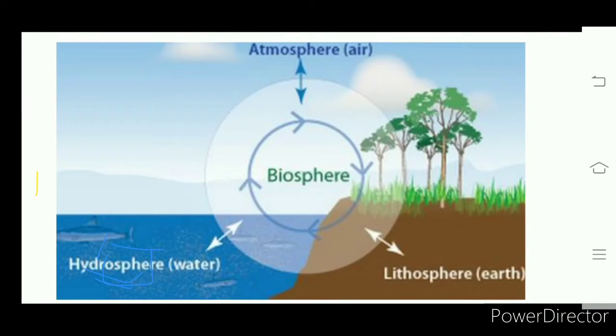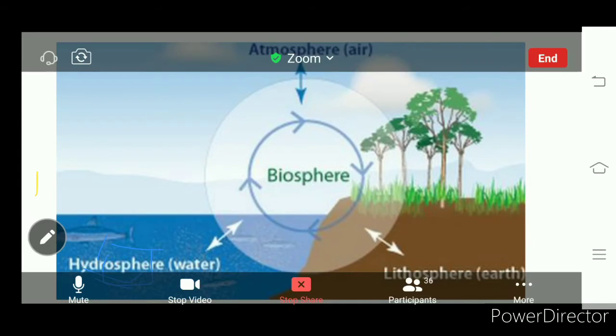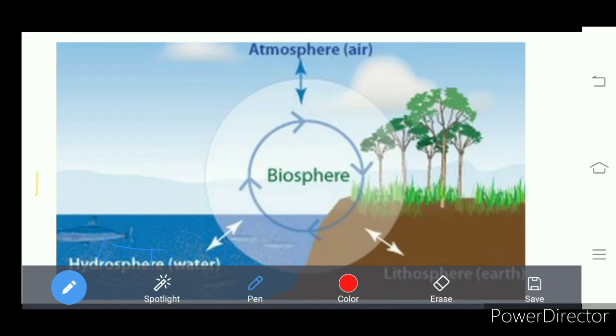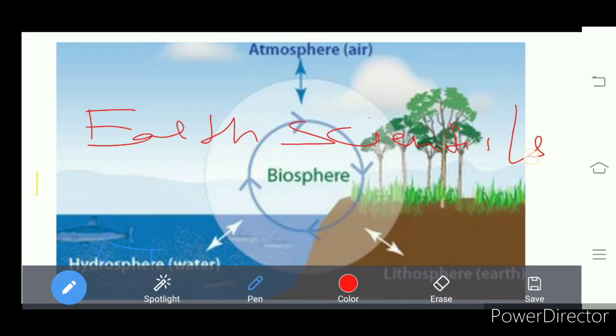Natural realms of the earth. Earth scientists, who study about the earth, are called earth scientists. What do we call them? Earth scientists. So here they are talking about the realms of the earth.